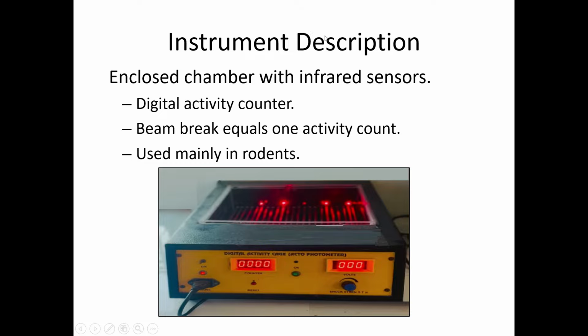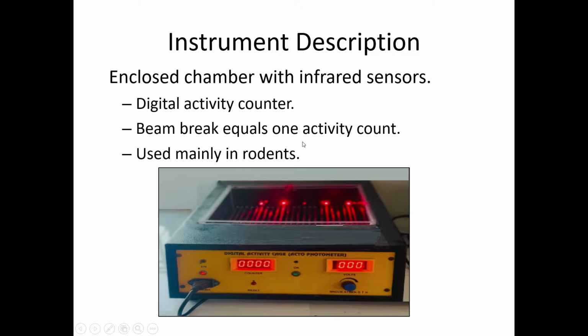Now the instrument description. It is an enclosed chamber with an infrared sensor. Here you can see the infrared light sources, parallel to the floor area. Now there is a digital activity counter meter. If the light is broken, it will count, and here you will find a reset button. It will make the count 0 after activities.